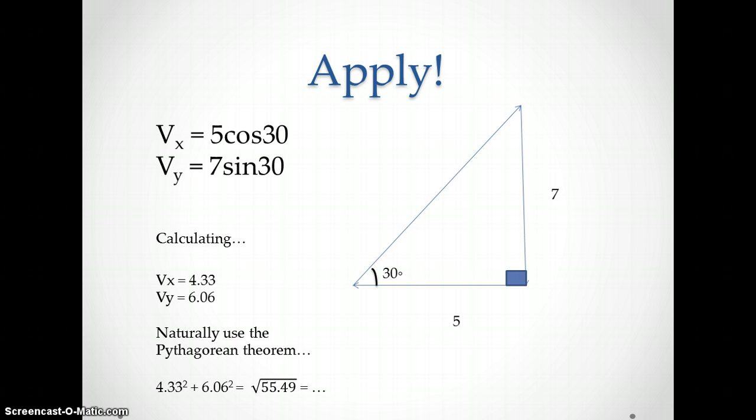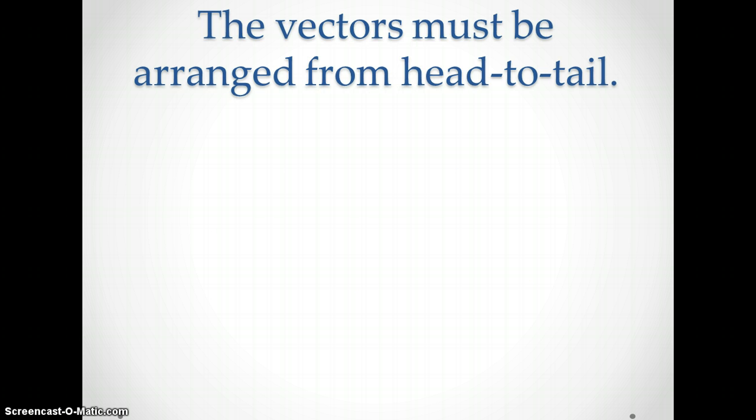And then you use the Pythagorean theorem to figure out the resultant vector, which will be 7.45. So, now that we know how to do that, and now that we have the component method, vertical and horizontal, and equations in our head, we also need to know that the vectors must be arranged from head to tail.